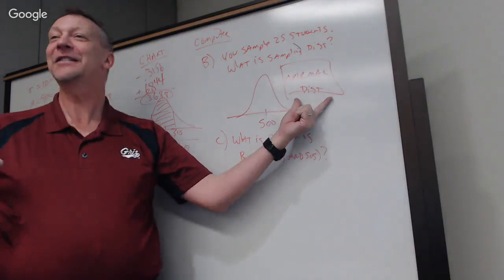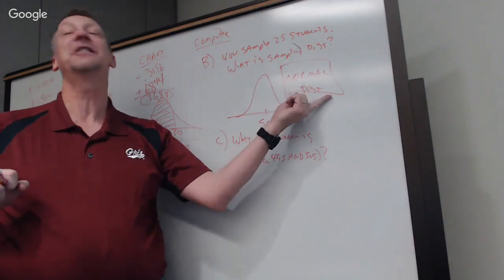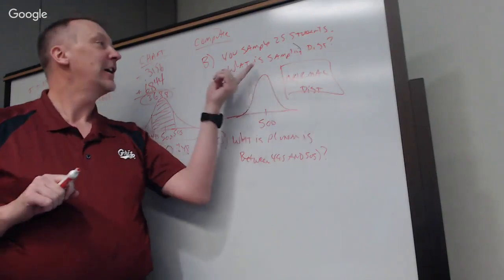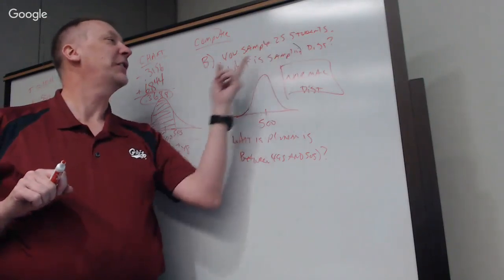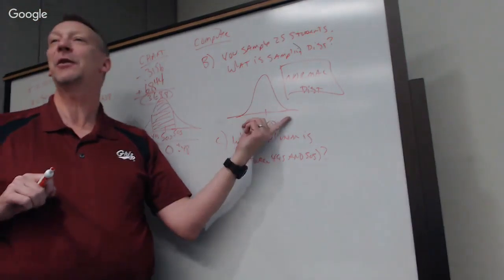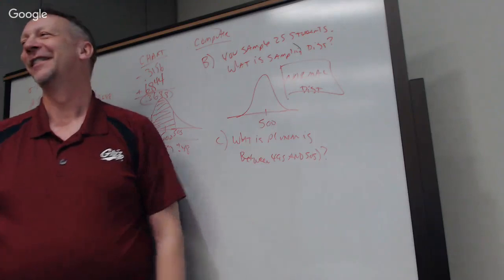But the answer is, what is the sampling distribution? It's a normal distribution. That's the answer. If they ask you, when you sample 25 students, what is the sampling distribution? The answer is it's the normal distribution. I was trying to give you a hint, and it bit you.